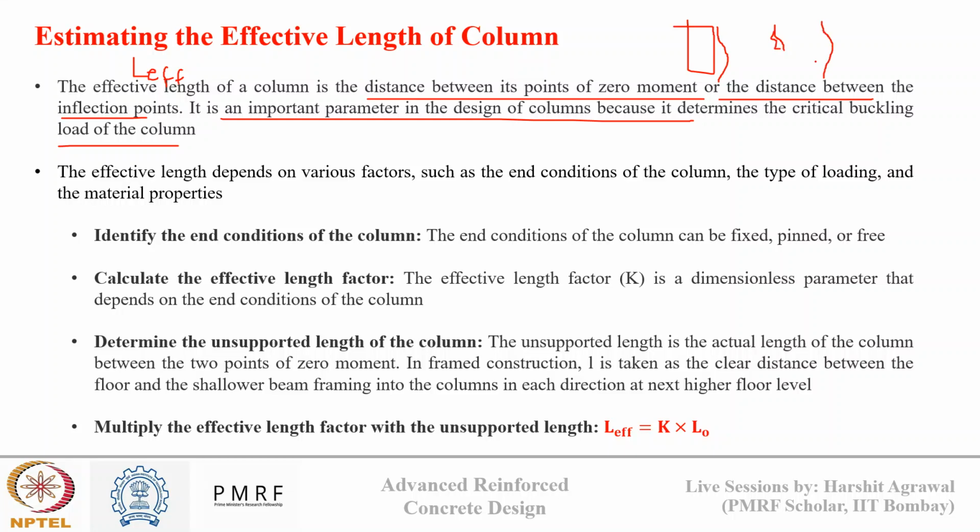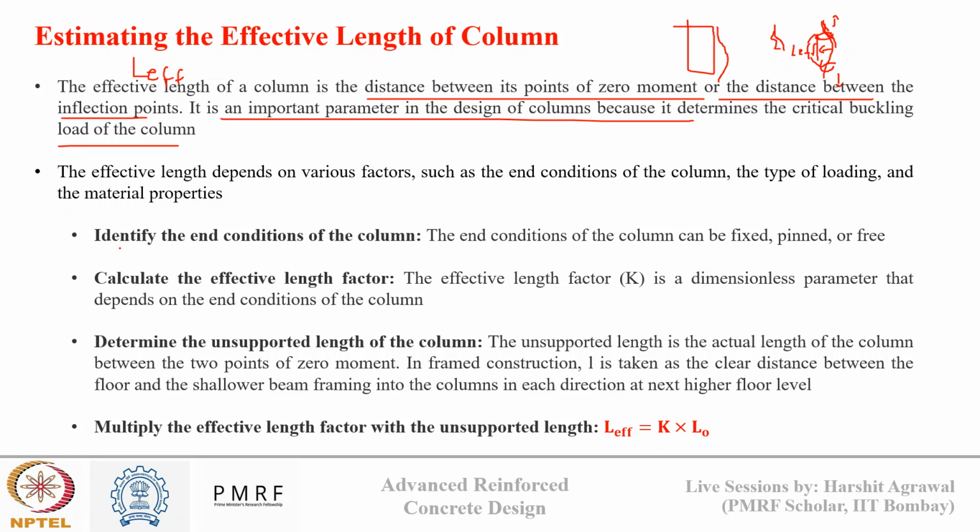There can be 2 points where the moment is zero in this column. The points where the moment is zero, or the points where the curvature is changing its shape, from this to this, the curvature is changing. The distance between these 2 points is known as the effective length of the column, and it is critical for buckling, because beyond these 2 points there is no buckling happening. Between these 2 points only the buckling effect is happening. So that's why it is important for us to determine the effective length of the column.